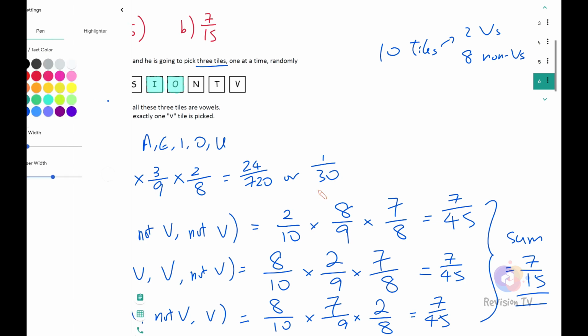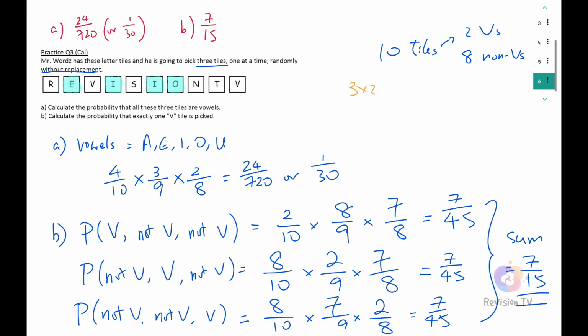What I'm trying to say is, for example, if I ask you to work out 3 times 2 times 1, or 1 times 2 times 3, or 2 times 3 times 1, they all give you the same thing, which is 6. So therefore, the shortcut is, we know 7 over 45 will be the same across the 3. We could have done 7 over 45 times 3, and that gives you 7 over 15 to finish off.